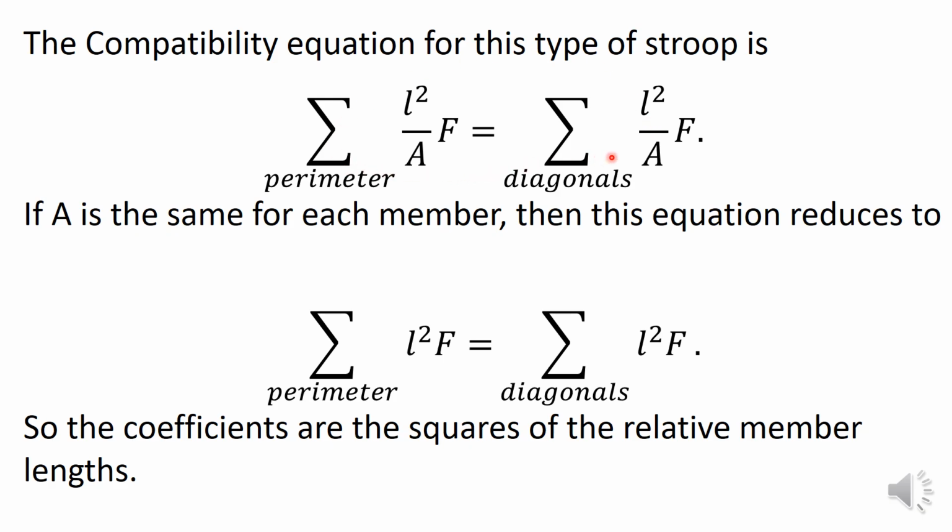So this is the form of the compatibility equation. I'm writing just A here, but really I should be saying AE. If AE is the same for each member, then you can factor out all of these terms. The A's will be the same throughout. You can factor them out and cancel. And the compatibility equation reduces to this: L squared F equal to summation of L squared F on the perimeter on this side, on the diagonals on the other side. So the coefficients are the squares of the relative member lengths. You don't have to use the actual member lengths. As long as you work with the relative lengths, that's fine.